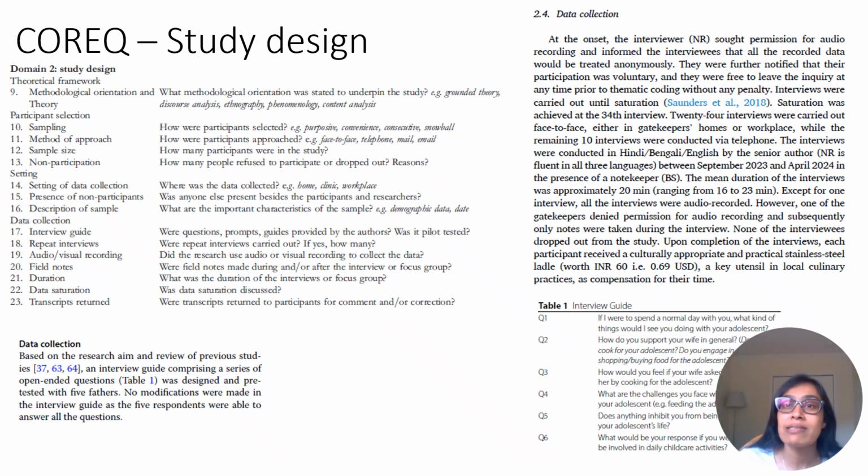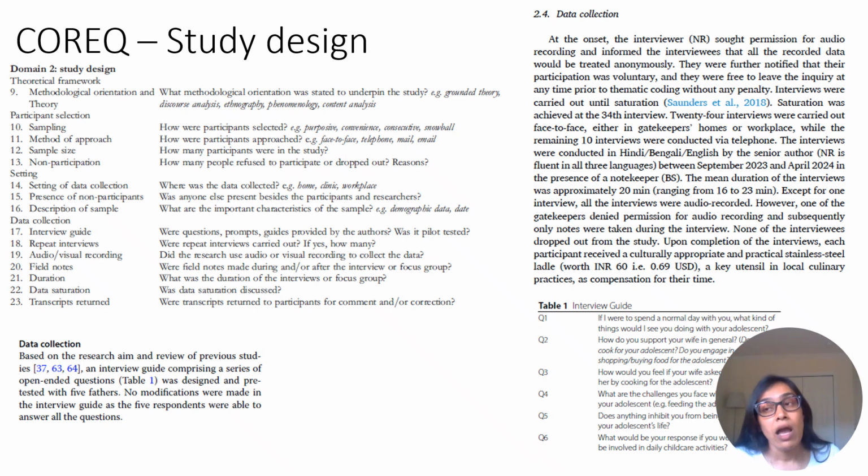So there's a point called saturation, theoretical saturation, data saturation. Some people also use the term information bar. This is the point when no new themes, ideas, or concepts emerge from the interviews. And that's the time you decide that you're going to stop taking any more interviews. You'll stop recruiting participants.